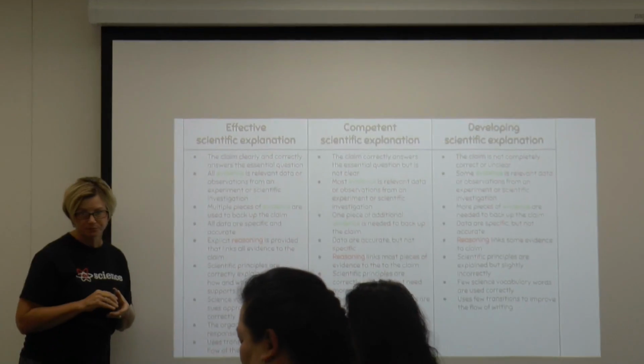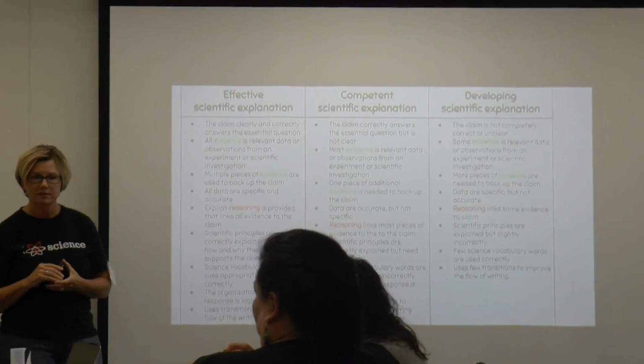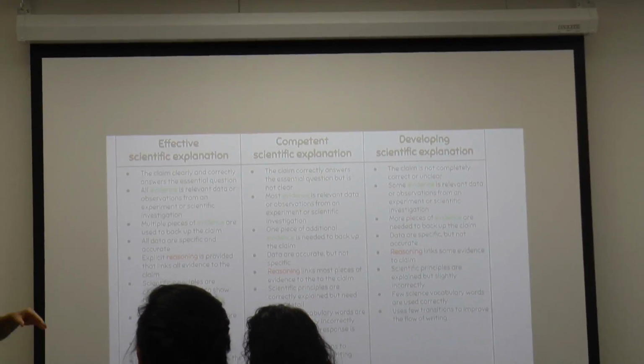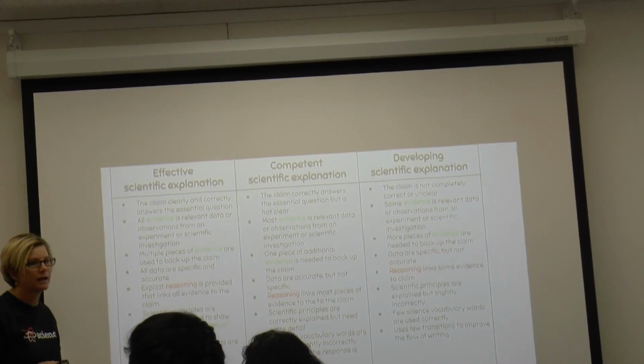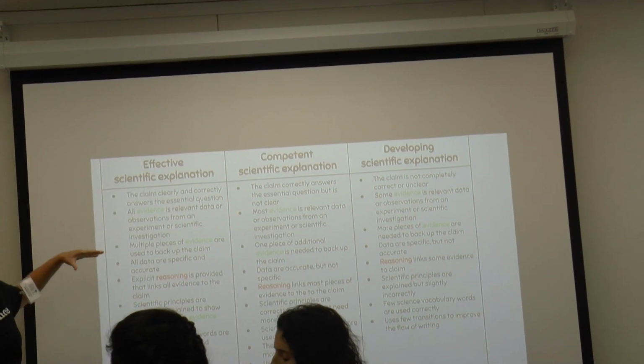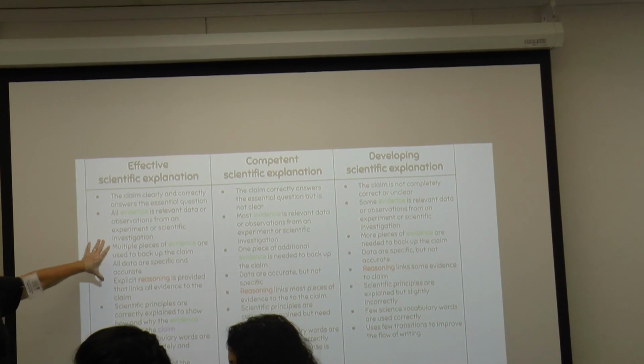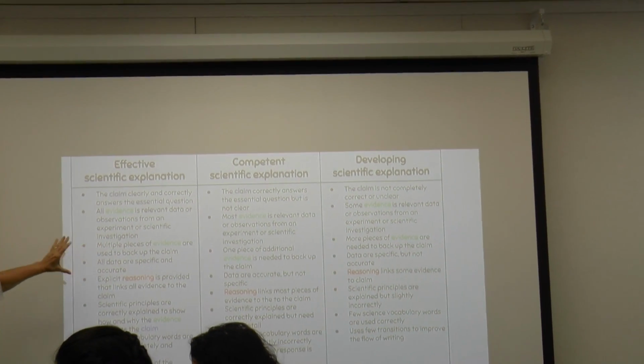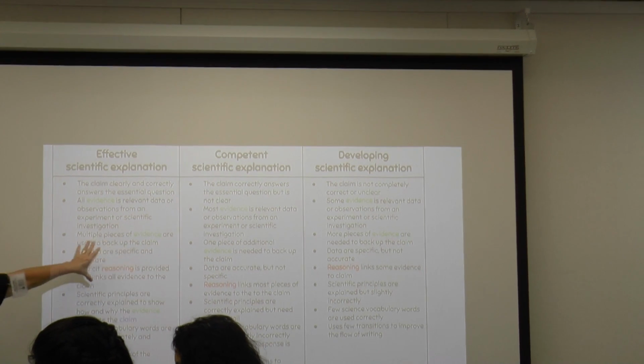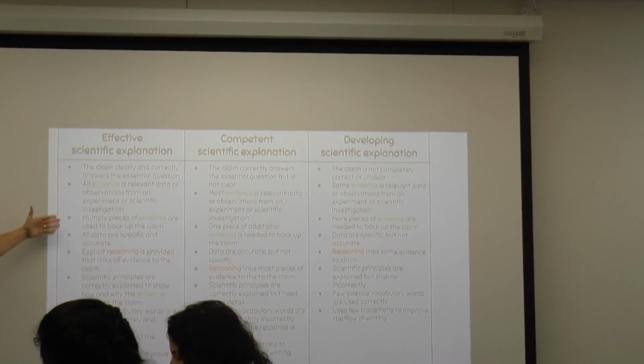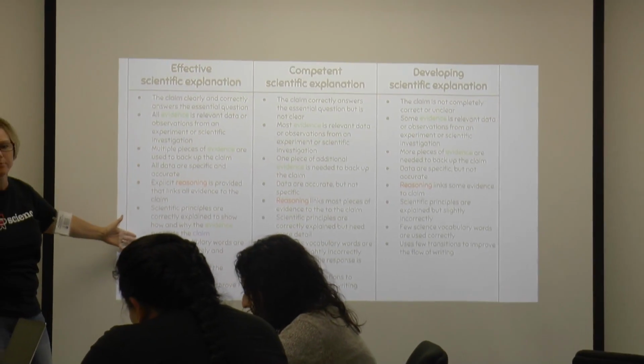Just for a second, please. Okay, you also have this as one of your handouts. So this is a rubric that we have created. There are 9 bullets in each section. Each section is a continuum for each of the types of evidence and reasoning and claim that they are writing.